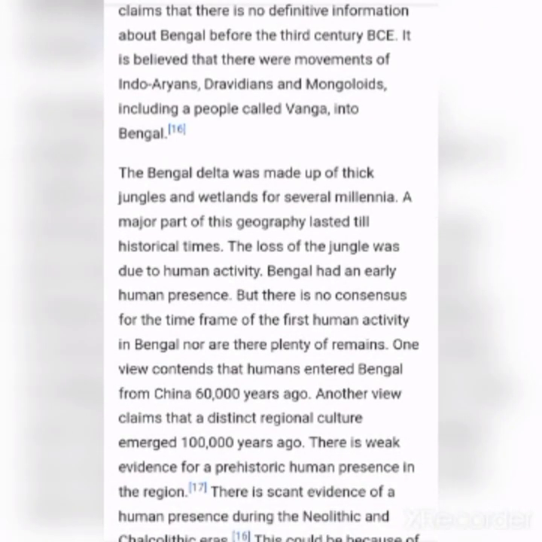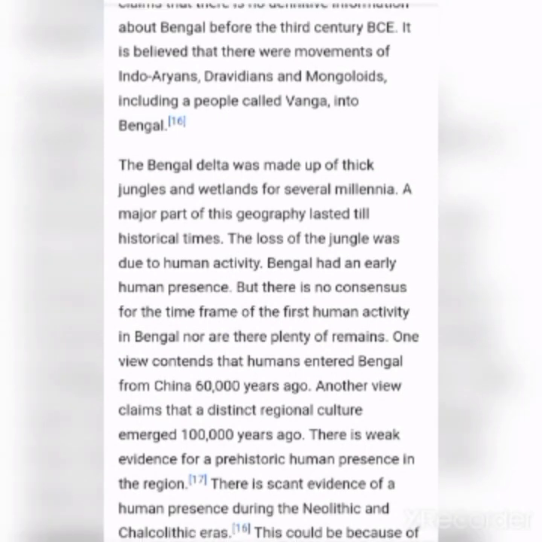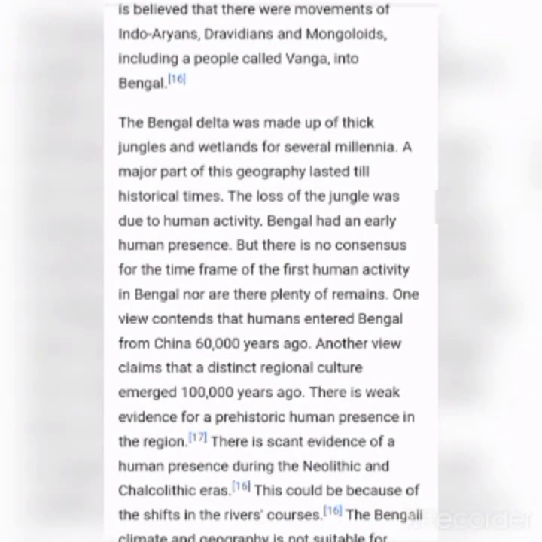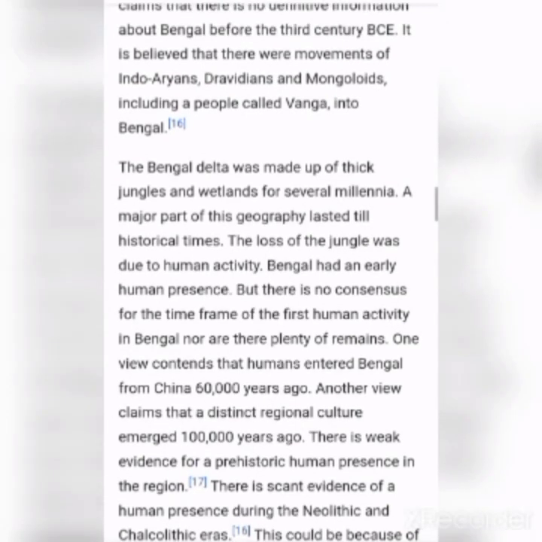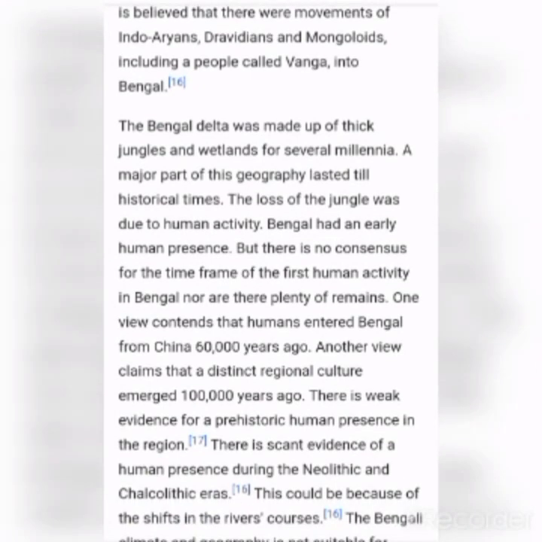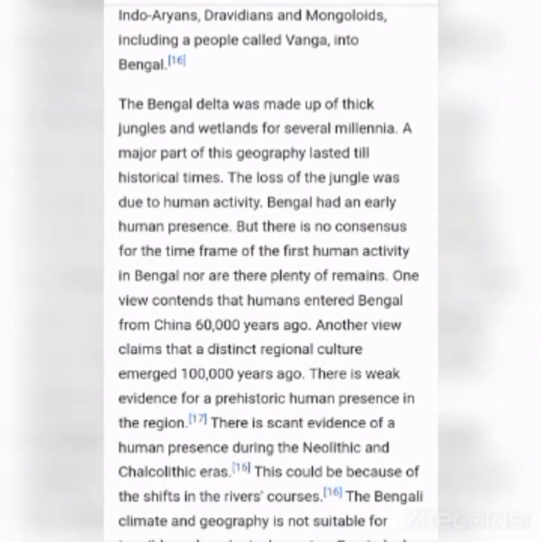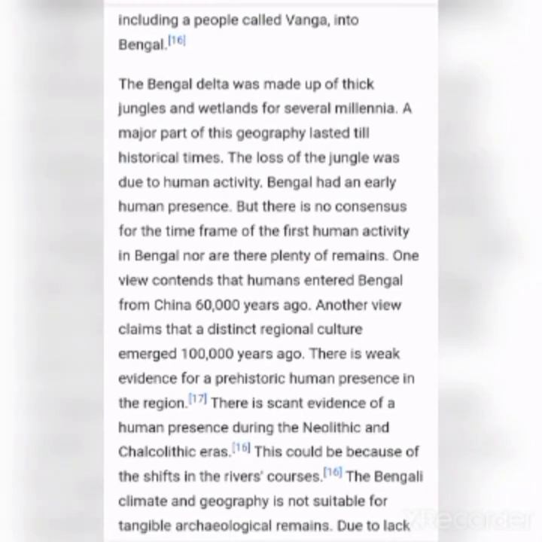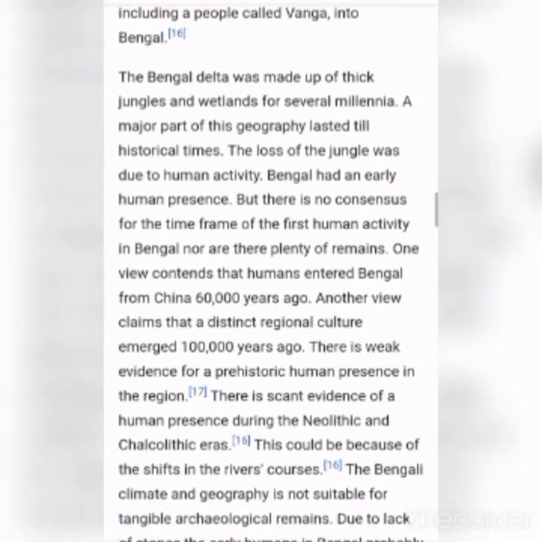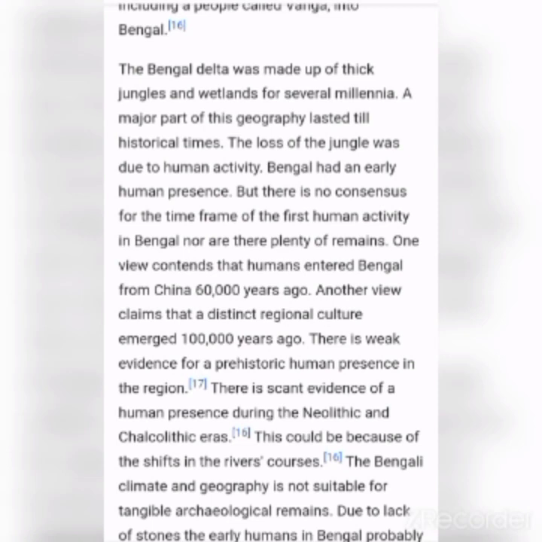The Bengal Delta was made up of thick jungles and wetlands for several millennia. A major part of this geography lasted till historical times. The loss of the jungle was due to human activity. Bengal had an early human presence, but there is no consensus for the time frame of the first human activity in Bengal, nor are there plentiful remains.